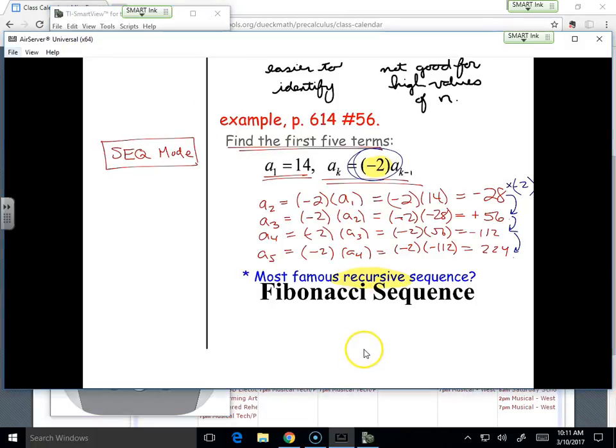Now, why do I have over here the most famous recursive sequence? What am I talking about? Who is this Fibonacci sequence? What does this Fibonacci sequence do? How was it found? Had something to do with bunnies and how quickly they reproduce.